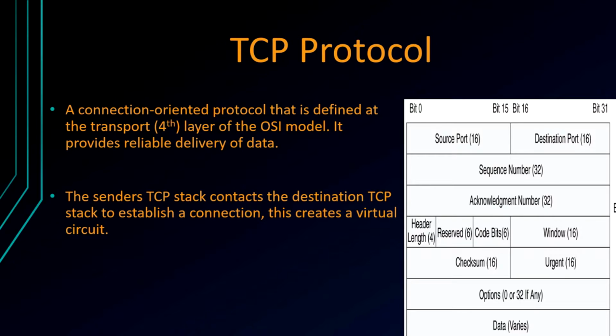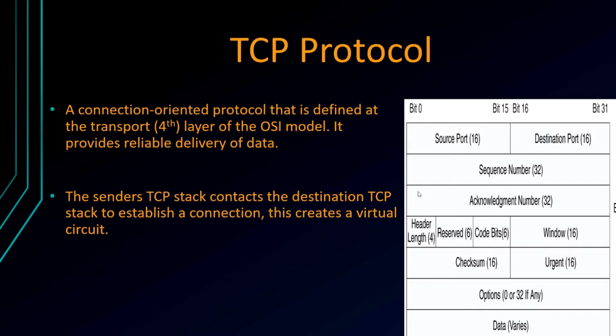So the sender's TCP stack contacts the destination TCP stack to establish a connection, and that creates what's called a virtual circuit. It's one of the things that makes TCP a reliable protocol. TCP is kind of like making a phone call, and by that I mean we all establish that connection to the other person at the beginning. And you could compare that to creating that virtual circuit.